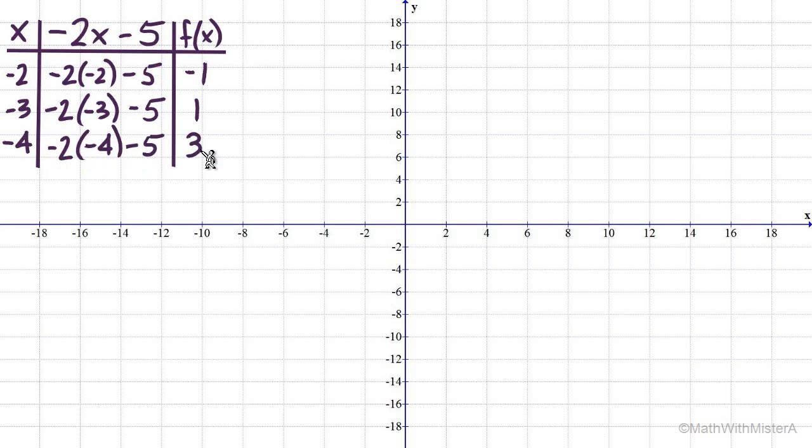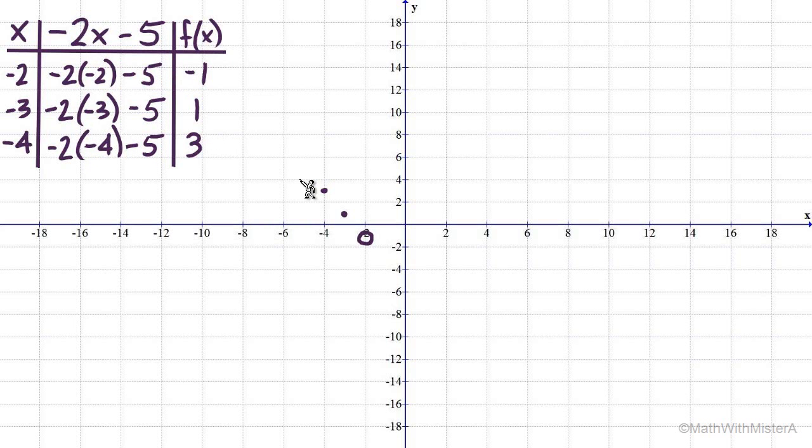I'll start with the point negative 4, 3, and then we have the point negative 3, 1, and the last point was negative 2, negative 1. But remember, that boundary point was not included in this piece. This piece was for x values that are less than negative 2, less than but not equal to. So I have an open circle on that boundary point because negative 2 is really not included in this piece. It will be included in the next piece.